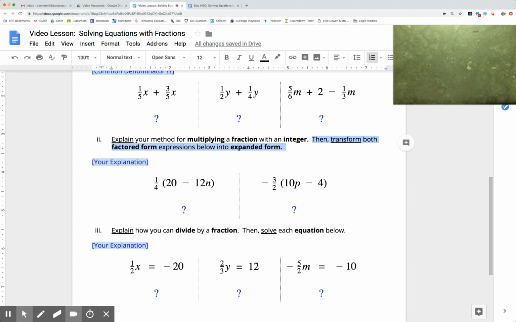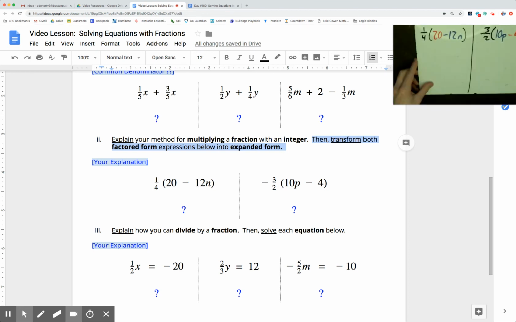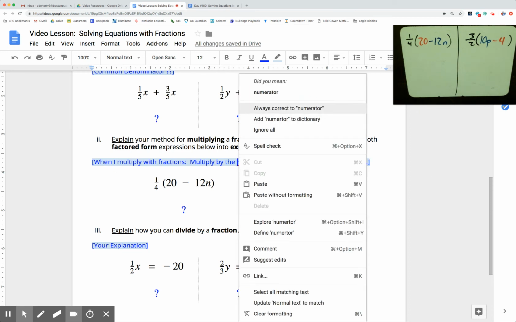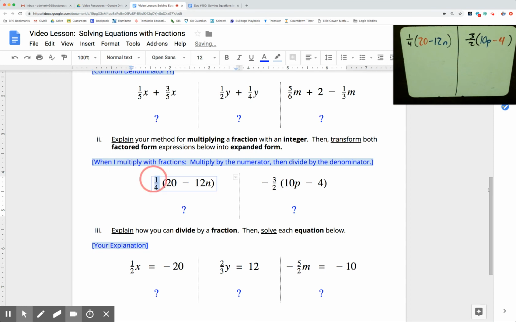As you and your neighbor are discussing, hopefully you wrote in an explanation, you discussed with your neighbor, and then you both figured out how to transform this into expanded form. The explanation: whenever I multiply with fractions, the big key, you multiply by the numerator, then divide by the denominator. We're going to discuss that a little more. I spelled numerator wrong. So when we multiply by the numerator, that means we're going to multiply by the top of the fraction, and then we just divide by the bottom.